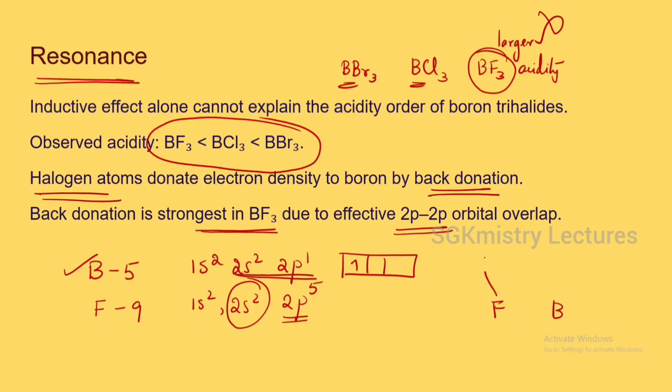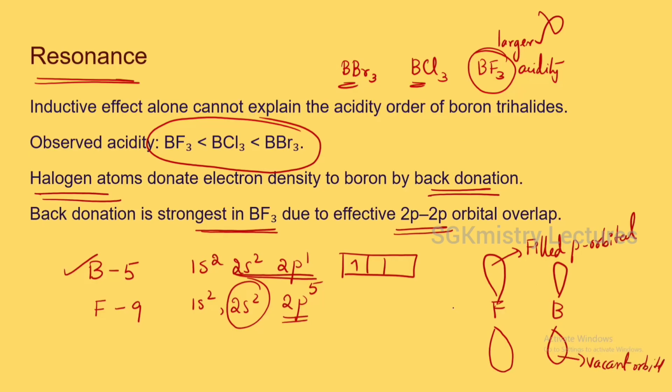Because of this, there will be the back donation. If I take this fluorine, this is the filled p orbital. Now if I'm talking about the boron, it has the vacant p orbital. So there can be back donation in this way, right? So obviously there is a bond here, and there are different fluorine atoms which are present in BF3.